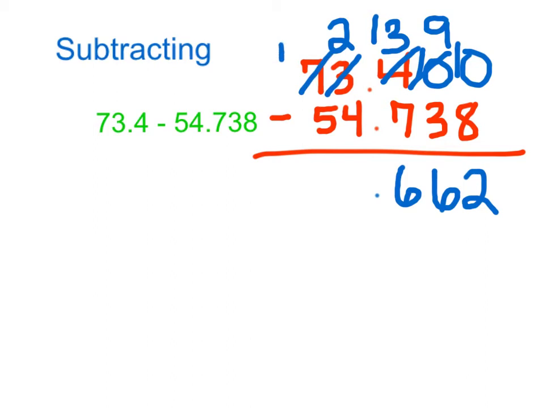I'm going to regroup again. 6, borrow from that tens place, so I added 10 there. So 12 minus 4 is 8. 6 minus 5 is 1. I have 18 and 662 thousandths.